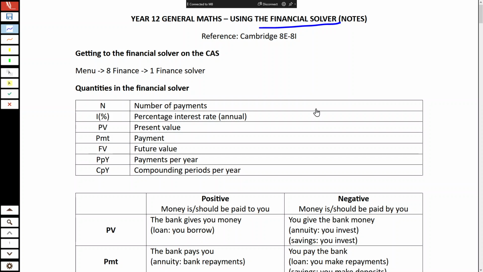So the first thing that we need to do is actually find it. Get your calculator, and unfortunately the projector is not working today. So in a new calculator document, go to menu, then choose option number 8, which is finance, and option number 1, which is the financial solver. You're going to spend most of your time here for the next few weeks.